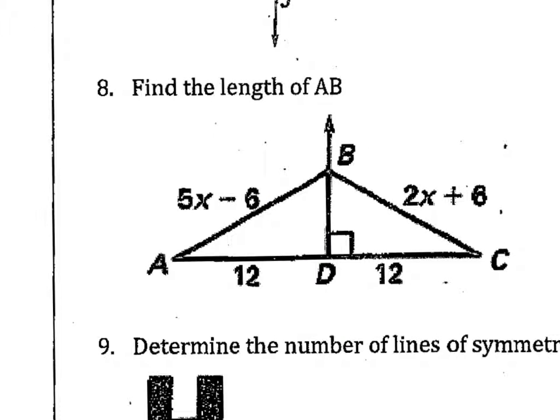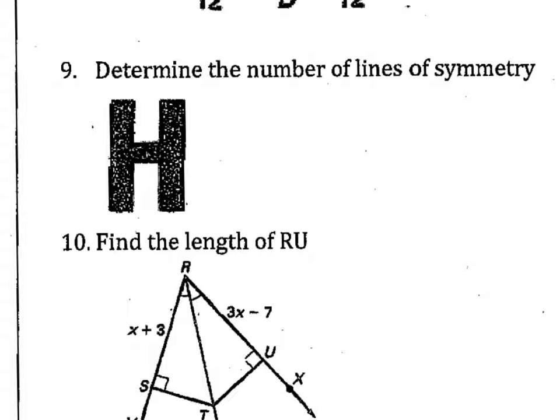Number 8 is the exact same way as number 7. Set them equal to each other, solve for x, and then plug it back in right here to find the length of AB. On number 9, we need to figure out how many lines of symmetry we are dealing with in this shape. Remember, lines of symmetry mean if you were to fold one side onto the other. So how many lines of symmetry would you have?